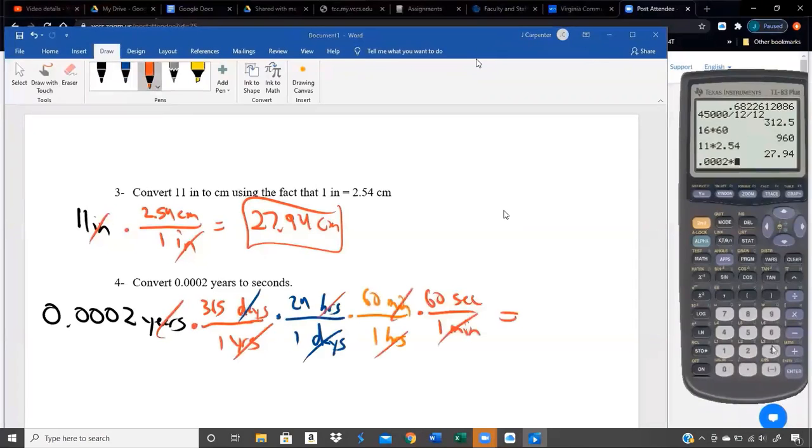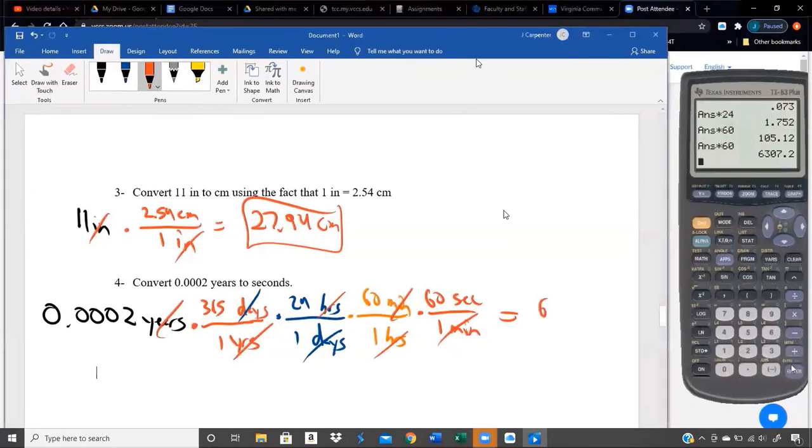And we're just going to take the 0.0002 times the 365. So now we're in days. So you can even do this one step at a time. So 0.0002 years is 0.073 days. Multiply by 24. That says 0.0002 years is 1.752 hours. Multiply by 60, and it'll be in minutes. So it's 105 minutes. Or if you multiply by 60 again, that'll get you to seconds.